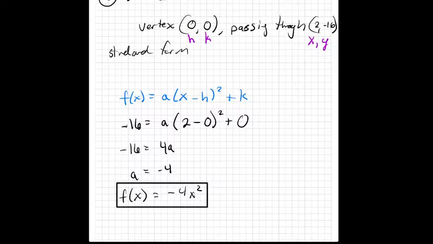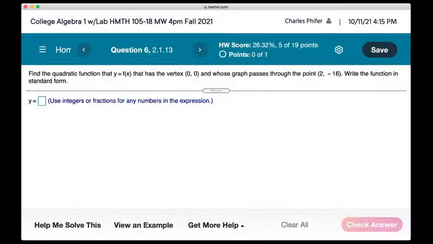So we're going to notice when x is 0, y is 0. When x is 2, 2 squared is 4. 4 times negative 4 is negative 16. So let's try this here. So we got negative 4x squared.